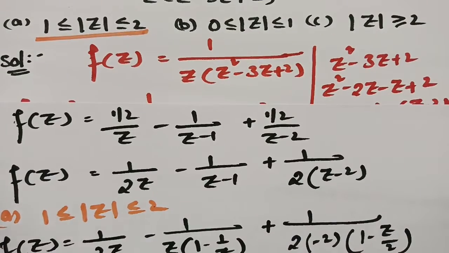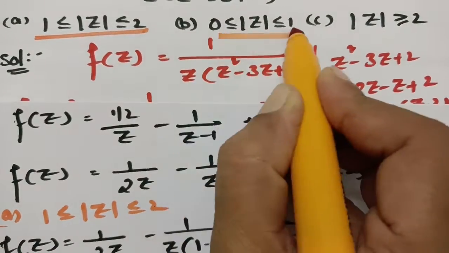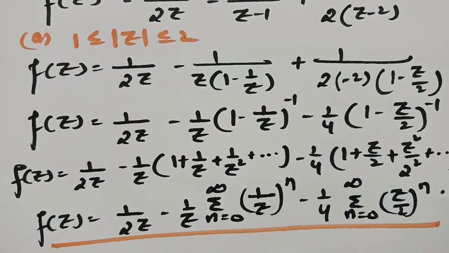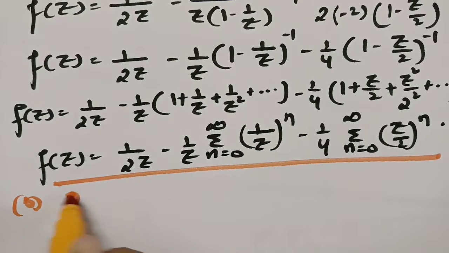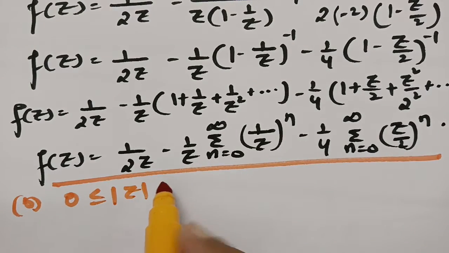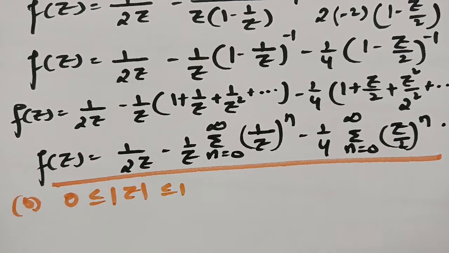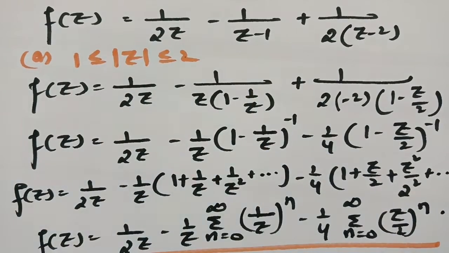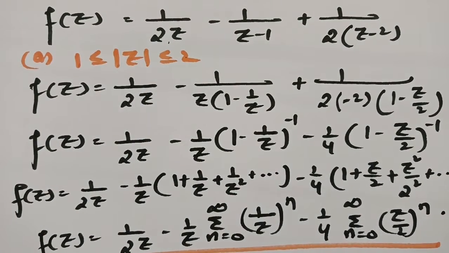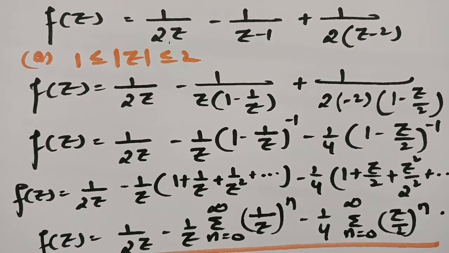And next, the condition here is 0 less than or equal to mod z less than or equal to 1. See here, case 2. So the second case is 0 less than or equal to mod z less than or equal to 1. Here our f of z function is 1 by 2z minus 1 by z minus 1 plus 1 by 2 times z minus 2.